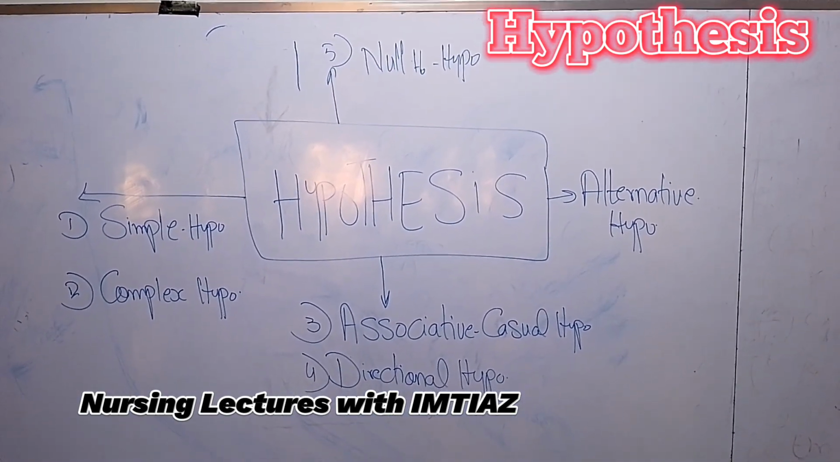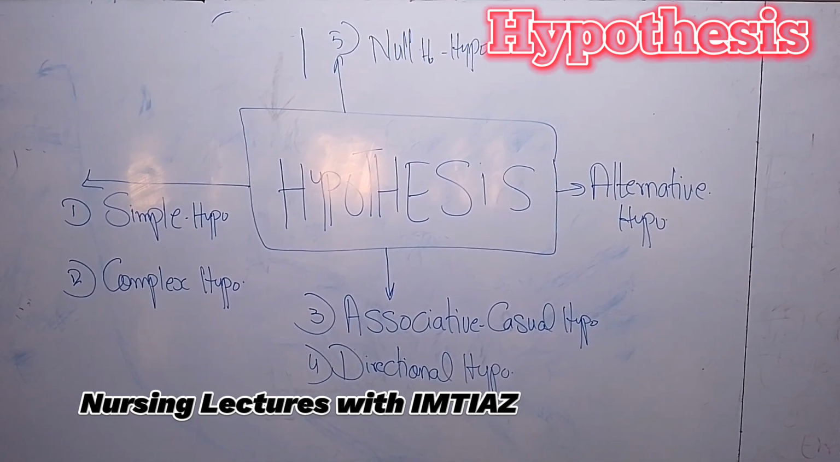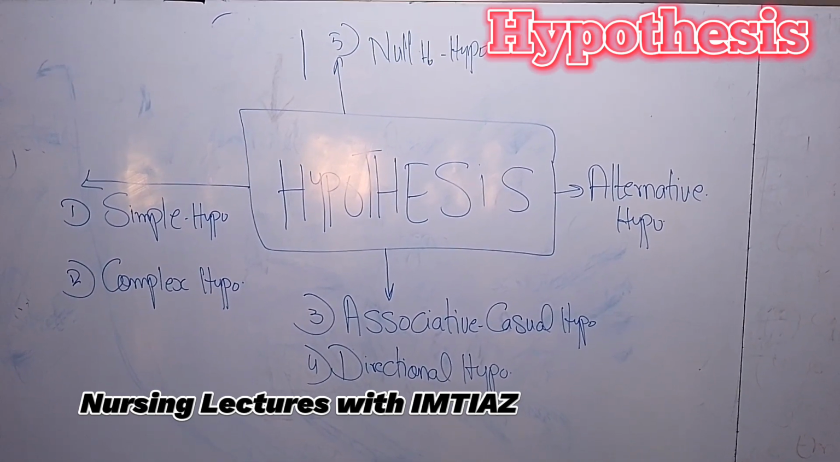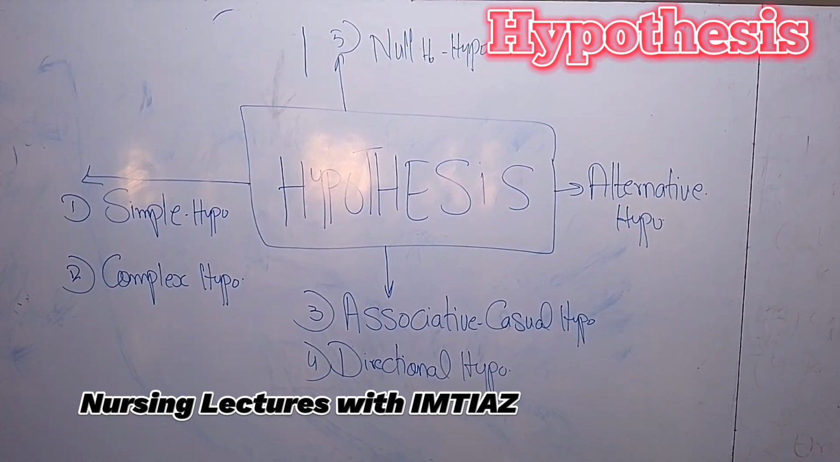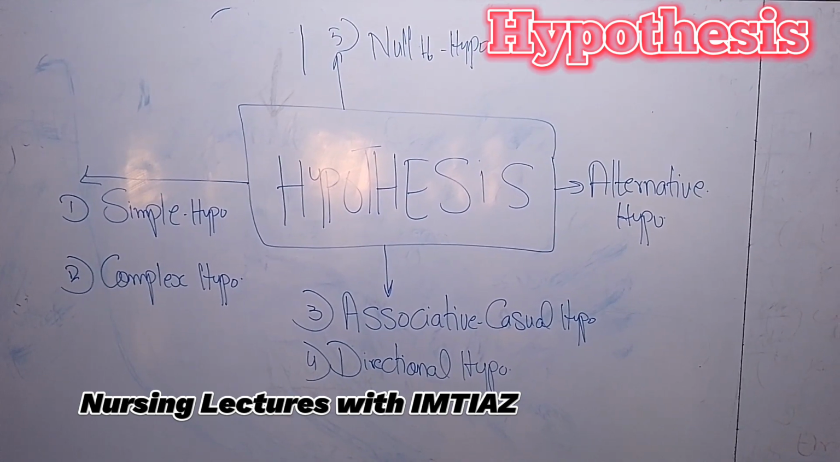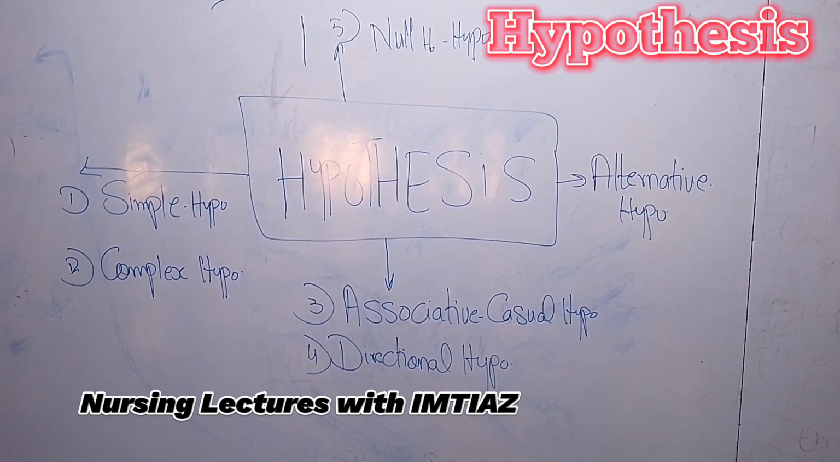Number two, complex hypothesis. It is a statement that reflects the relationship between more than two variables. For example, satisfaction is higher among patients who are older and dwelling in rural areas than those who are younger and dwelling in urban areas.